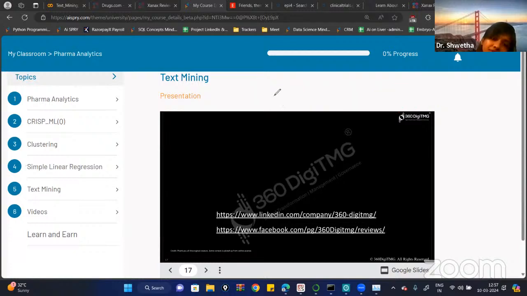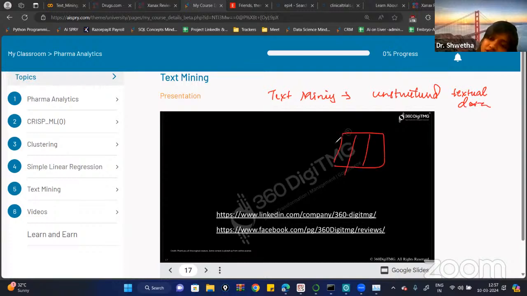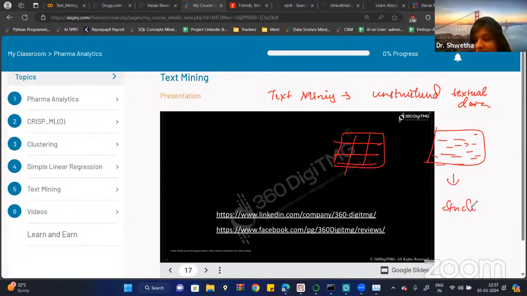Next, we moved on to text mining. These text mining techniques are mainly for unstructured textual data. So unstructured textual data is the important point over here: the data which is not in a structured or tabular format, which is in paragraphs. This data is difficult to analyze, so we try to make it into a structure and then analyze the data. This is about text mining.